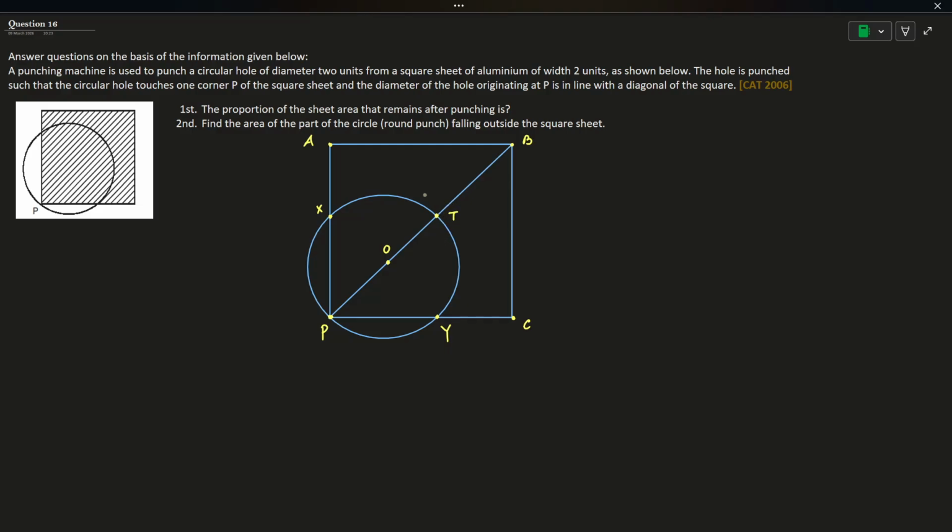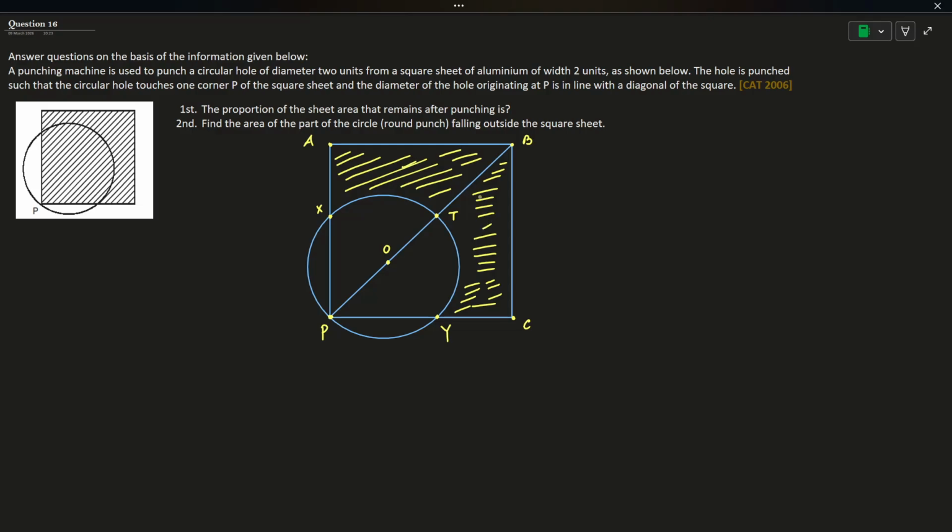I need to find the area of this part, guys. After you punch the square sheet, this is the area that will be left, right? This is the area that will be left. So these are the regions, these two regions, this region and this region.